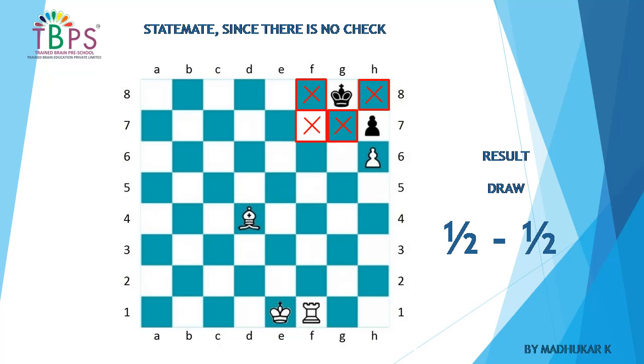Now, black has no piece to move. Even though black has a pawn, it is blocked by the white pawn. King movement is blocked by the bishop and rook. So we call this situation stalemate. The result will be a draw. Both the players will share half points each.